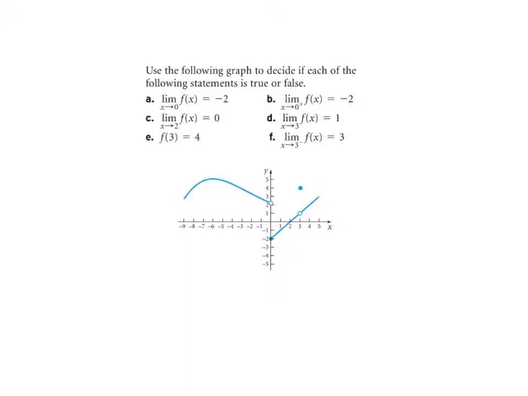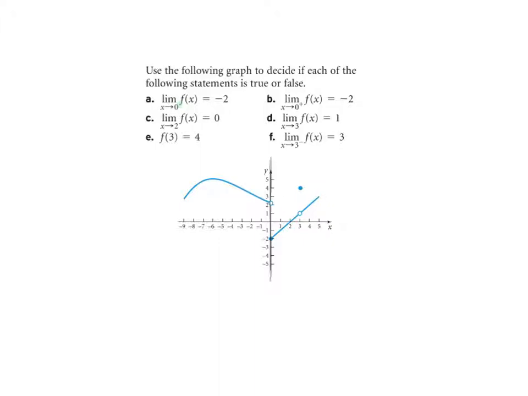Letter A, limit as x approaches 0. So I'll put in my wall at 0. So 0 is the y-axis. I'm going to put that in. Okay, the limit as x approaches 0. There's no plus or minus up here. So that means I have to check both the left and the right.